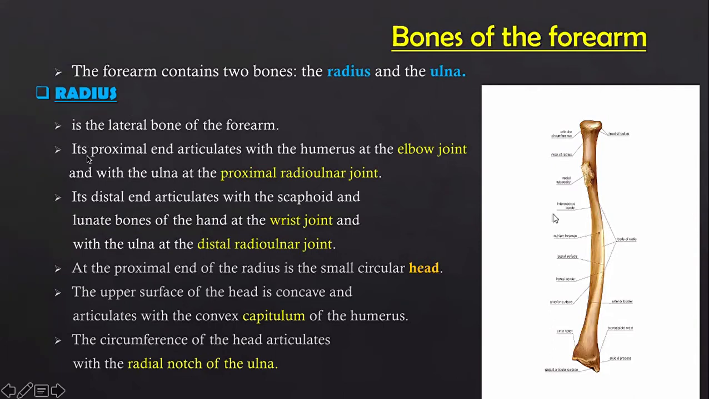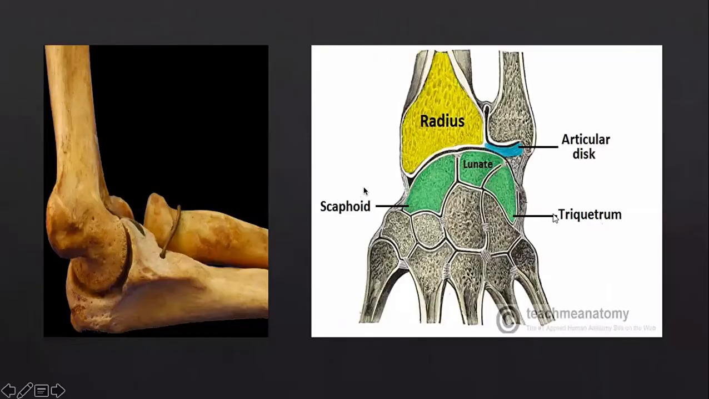The radius proximal end articulates with the humerus at the elbow joint and with the ulna at the proximal radio-ulnar joints. So this is the elbow joint. So the radius articulates with the humerus and with the ulna.